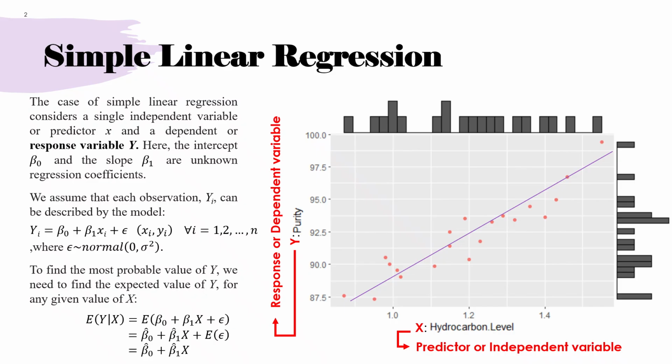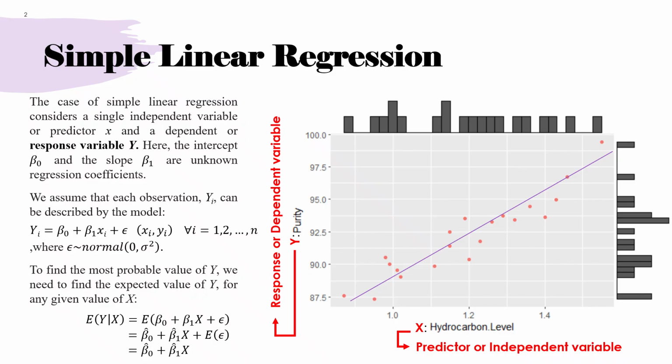In this model, beta 0 is called the intercept and beta 1 is called the slope. These are unknown regression coefficients that describe the linear relationship between the predictor and the response. We assume that each observed response value, called y, can be described by this model. y_i equals beta 0 plus beta 1 times x_i plus epsilon_i for each observation, and epsilon represents the random error term associated with each observation.